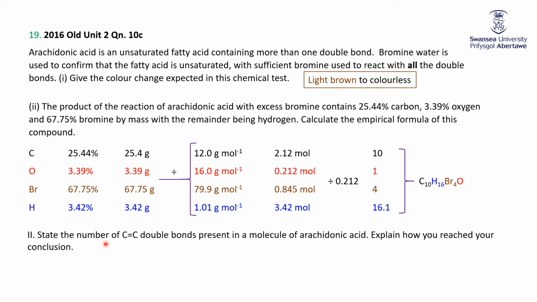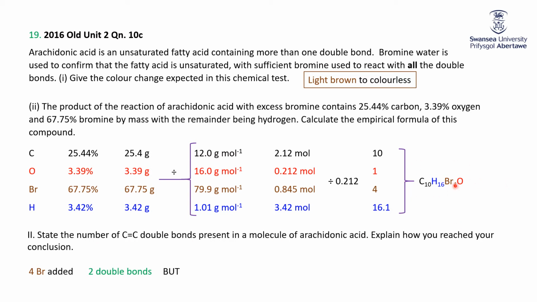Now state the number of carbon-carbon double bonds present in a molecule of arachidonic acid. In other words, that's before we added the bromine water to it. Okay, and explain how we reached our conclusion. Well, the first thing to do is to say, well, in our formula here, we got 4 bromine atoms. Seeing as how each double bond reacts with 2 bromine atoms, that would imply 2 double bonds. But wait 1 minute.